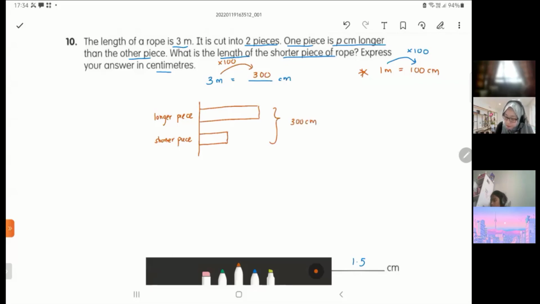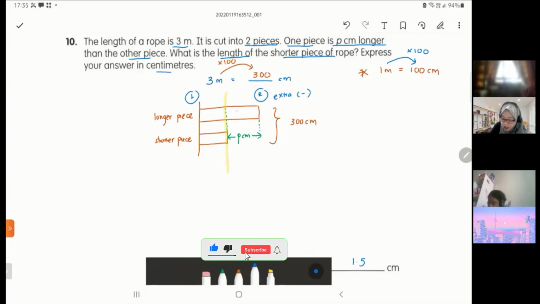I can put it at the side here. Now, where is the longer part there? Can you see this is the longer part here, which is actually P centimeter? Okay, this part here is P centimeter. If you understood from what I usually say in terms of the comparison model concept, if I were to separate them into two, I will have my left hand side and my right hand side. My right hand side will always show the extra. And my extra is to be taken away. Where is my extra? This is my extra.